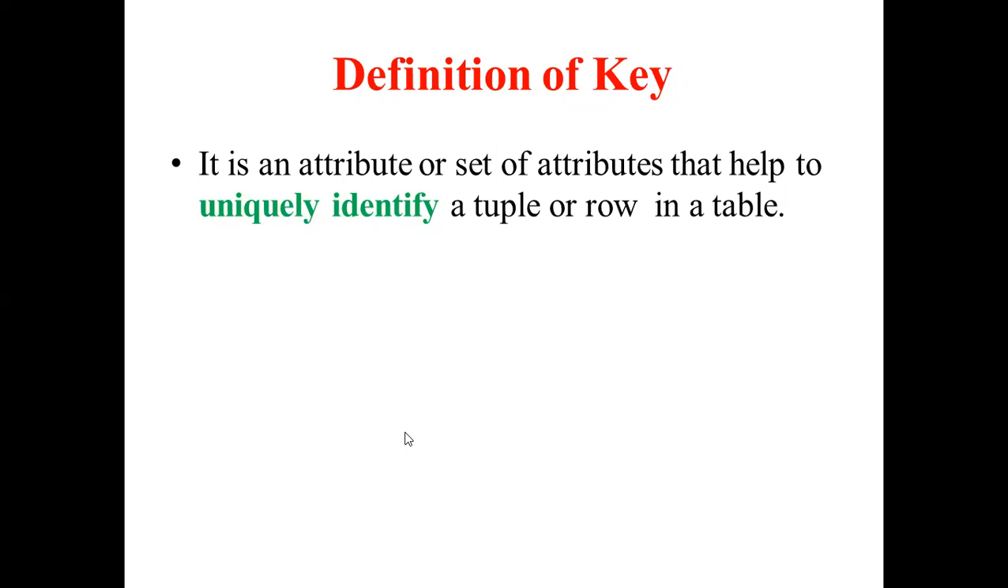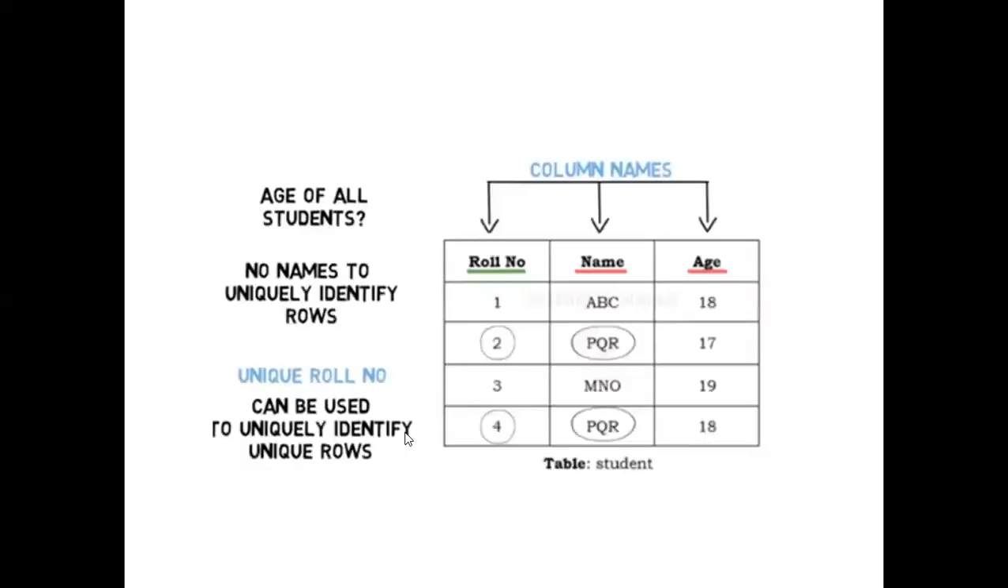A key is an attribute or a set of attributes that helps you to uniquely identify a tuple or a row in a table. Let's consider we have a table of students, having three attributes: roll number, name and age. If we see the table, each and every column has its name, that is roll number, name and age. From that, if I say I want the age of all students, we simply go to the column named age, where I get the data required, all the ages. That means to access the data from any particular column, we refer to its column name.